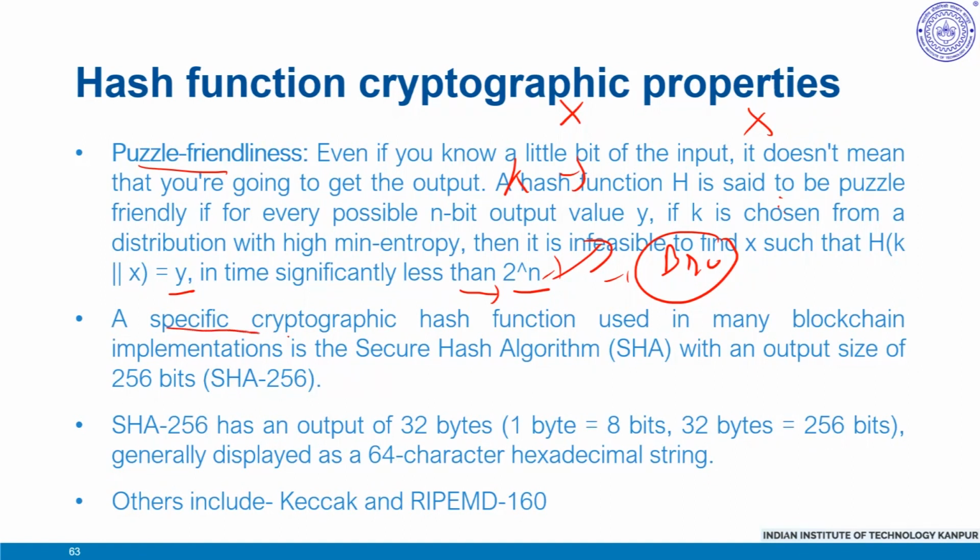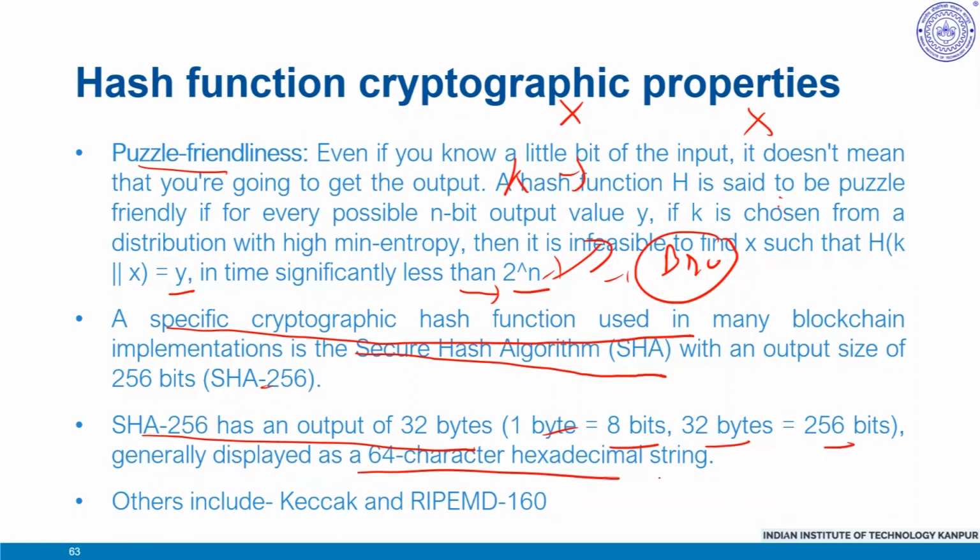Now one specific cryptographic hash function that is used in many blockchain implementations is the Secure Hash Algorithm, SHA, with an output size of 256 bits, often called SHA-256. Many computers support this algorithm in hardware, making it fast to compute and efficient. SHA-256 has an output of 32 bytes, where 1 byte equals 8 bits and 32 bytes equals 256 bits, generally displayed as a 64 character hexadecimal string. This means that there are 2 to the power 256, or about 10 to the power 77, possible digest values that can be produced by changing the combinations of these bits.